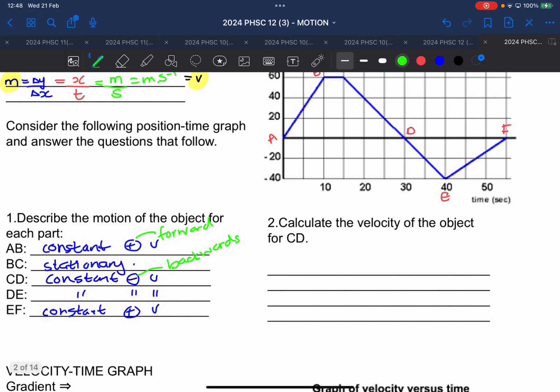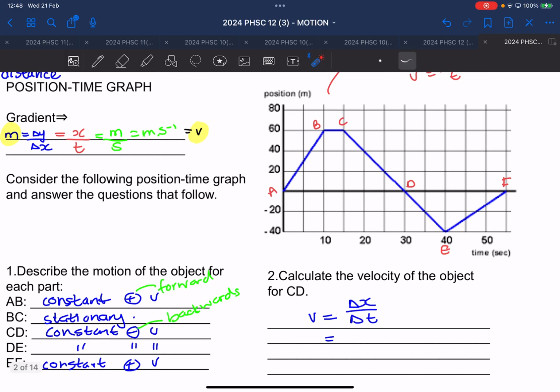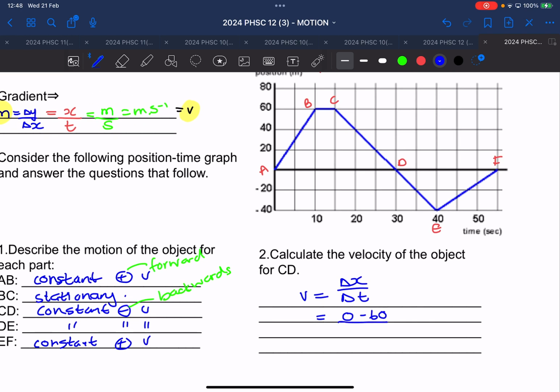So I am going to say velocity is the change in x over the change in time. Okay, let's look at CD there. Remember, change in means final minus initial. So the final D is 0, the initial C is 60. So it's 0 minus 60. You must show that 0. And then D is 30 and C is 15.